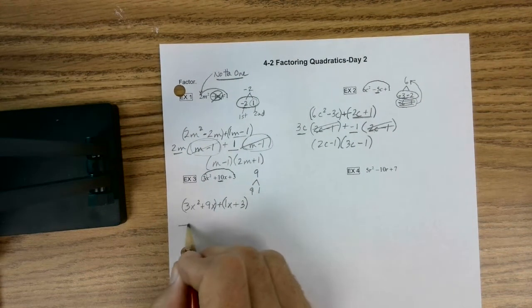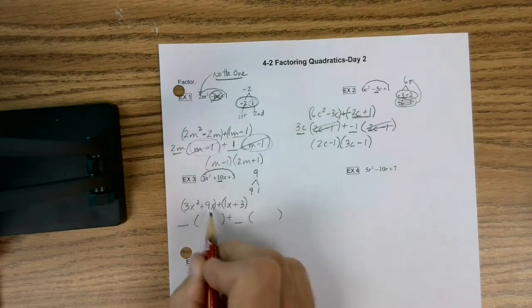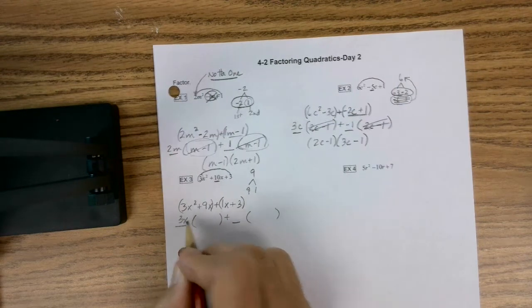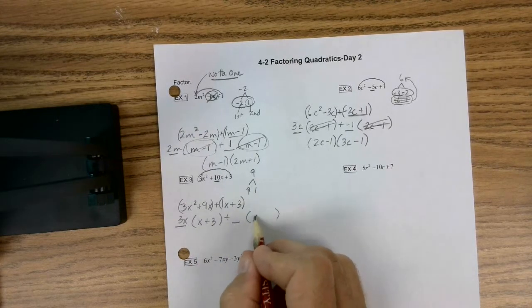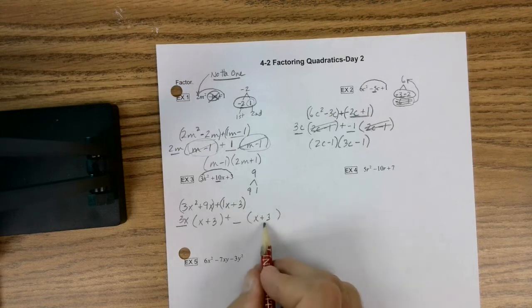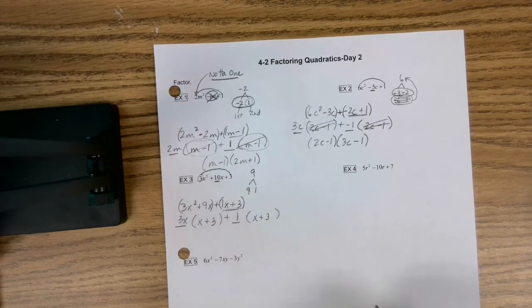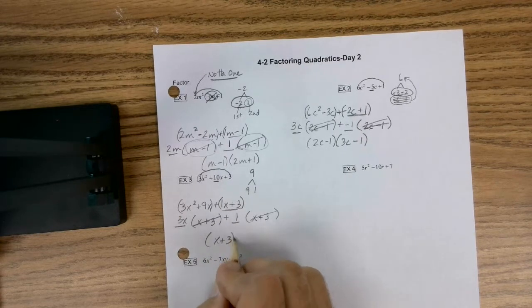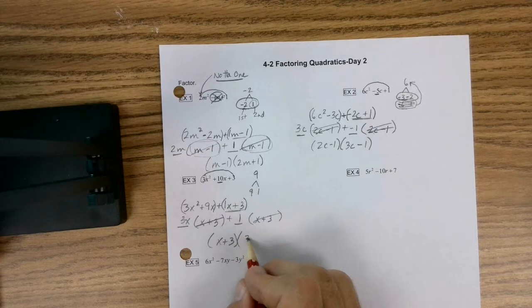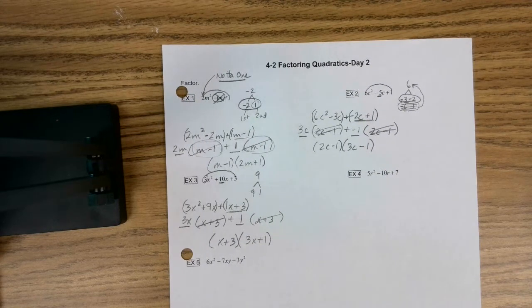What can I take out? Well, let's think about it. Can I take a 3x out of those? And I end up with x plus 3. And then look at it. I want an x plus 3 over here, so what do I take out of this so that I have it? Well, just a 1. These match, which is good. X plus 3. Then I end up with 3x plus 1. There we go.